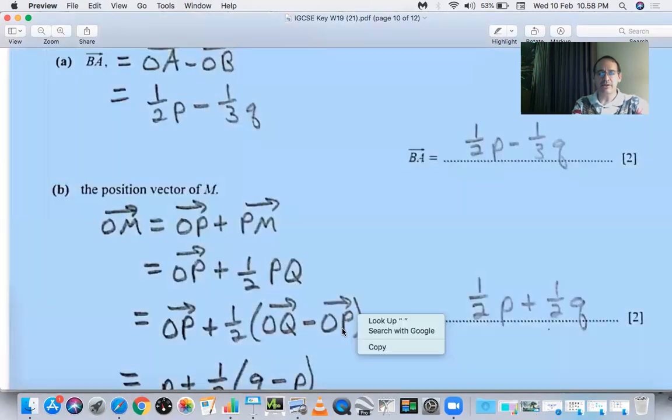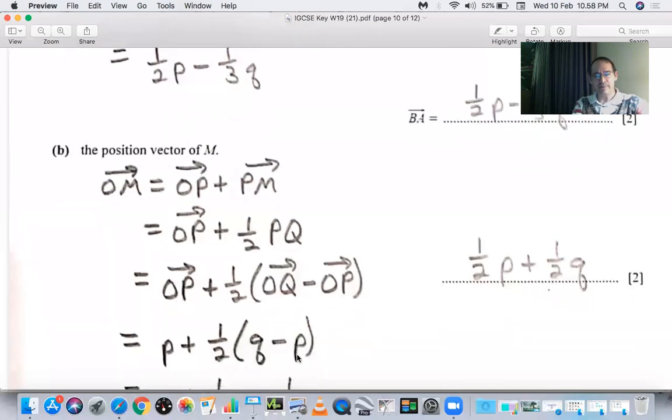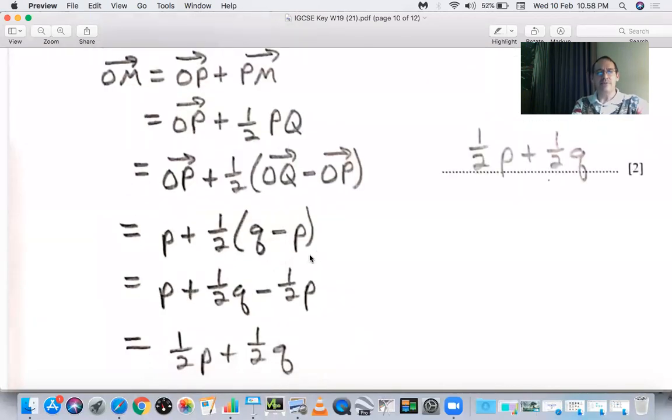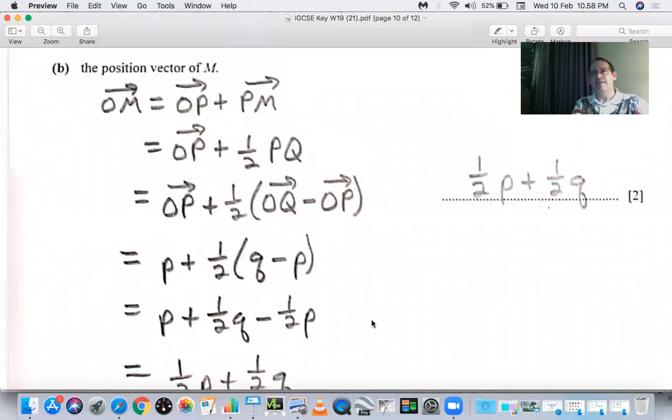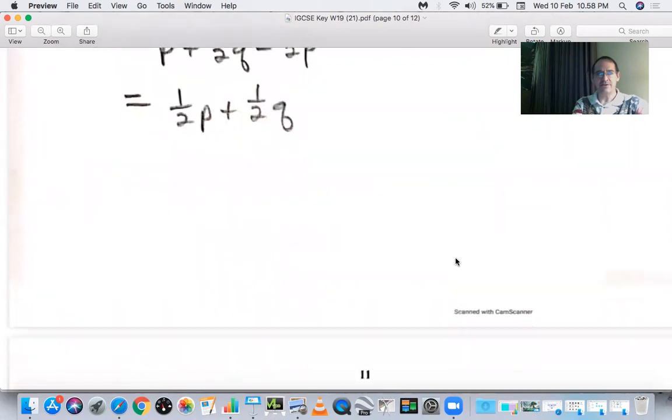So notice OQ minus OP is PQ. Okay, its end, OQ, minus start, OP. End minus start. And our OQ is Q and our OP is vector P. So now we have everything in P's and Q's. So distribute the 1/2: 1/2 Q minus 1/2 P. P minus half P is half P, plus half Q. That is the position vector of M, 1/2 P plus 1/2 Q.